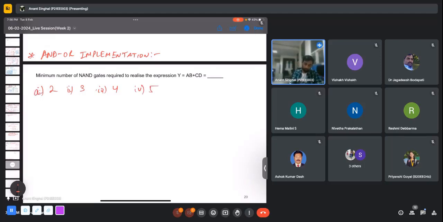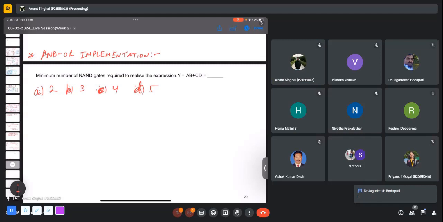Or you can write these as A, B, C, D. Maybe you can take 2-3 minutes and let me know. So I've already got the answer as 3. Let's wait for some more answers and then we'll check. Okay, so I've got two answers as 3.